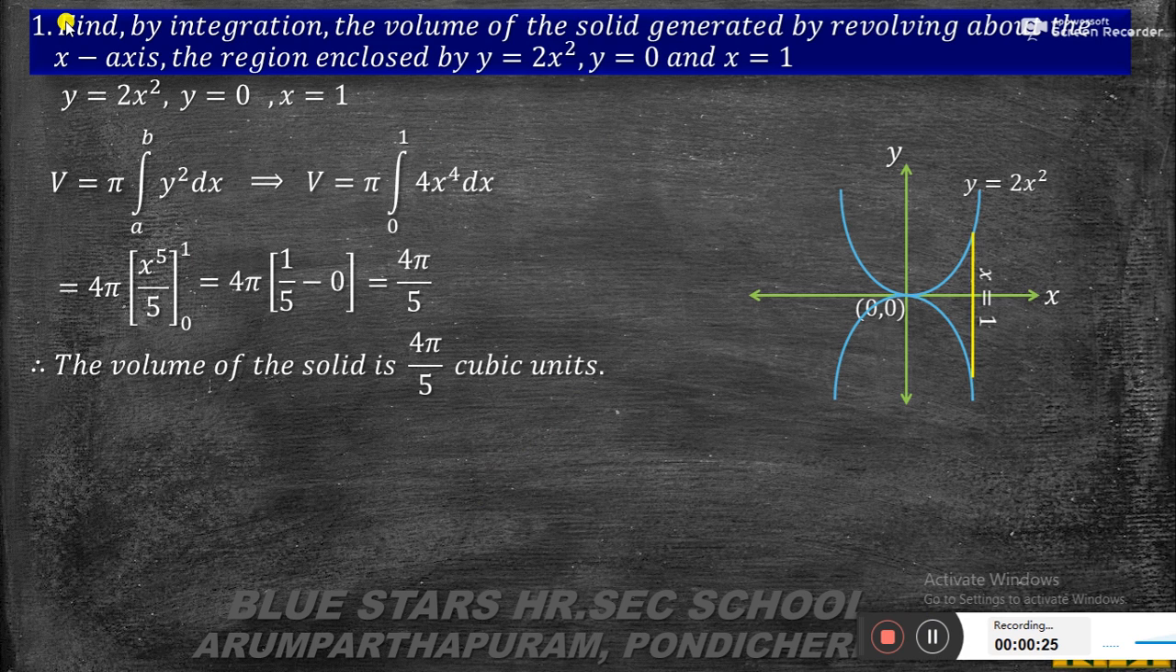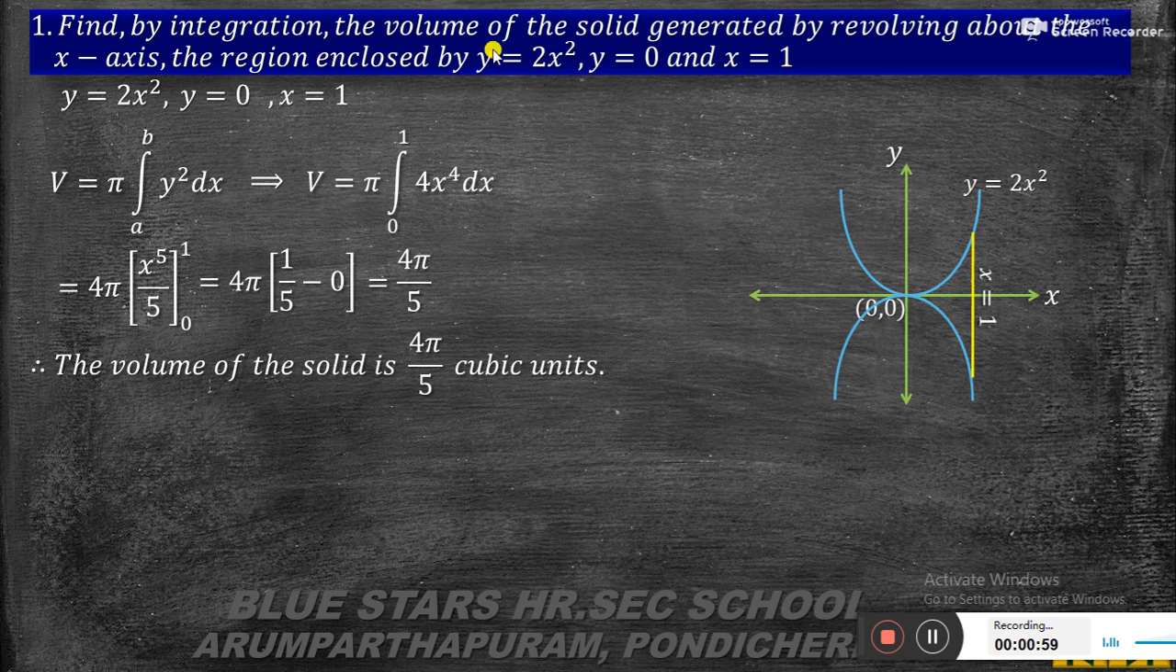So now we discuss exercise 9.9. The first question: find by integration the volume of the solid generated by revolving about the x-axis the region enclosed by y equal to 2x square, y equal to 0 and x equal to 1. So the question is to find by integration the volume of the solid generated by revolving about the x-axis the region enclosed by y equal to 2x square, y equal to 0, x equal to 1.